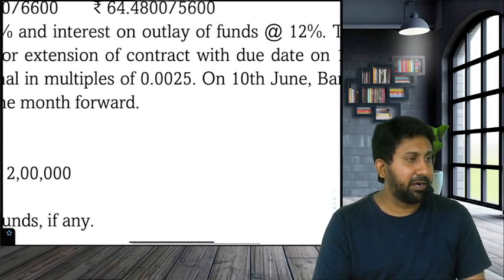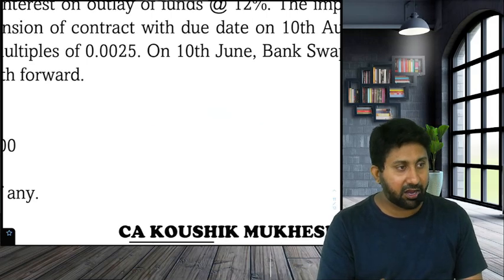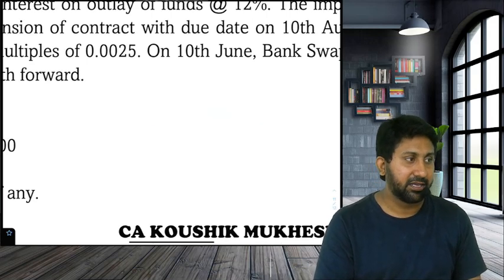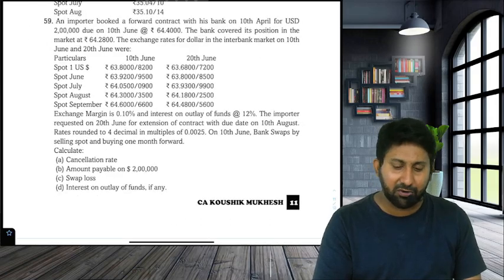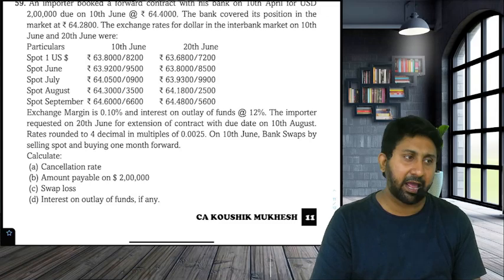Fourth decimal in multiples of 0.0025. How to understand this? Is this a pip or a tick or a point? Without these clarities, if you do the problem, sir, we will become the biggest two fools on this planet.